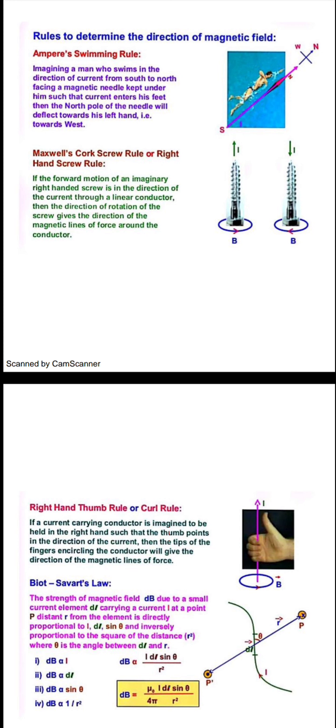So if we imagine that the thumb direction shows the current direction, then what will the remaining fingers do? What are the fingers? They curl. They move in a curved loop, right? It moves in the curved form. So the curl of these fingers shows the magnetic field direction. This is the easiest rule which we can use for finding the magnetic field and the electric field direction.